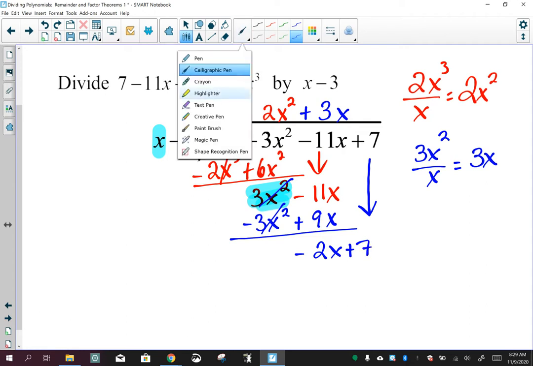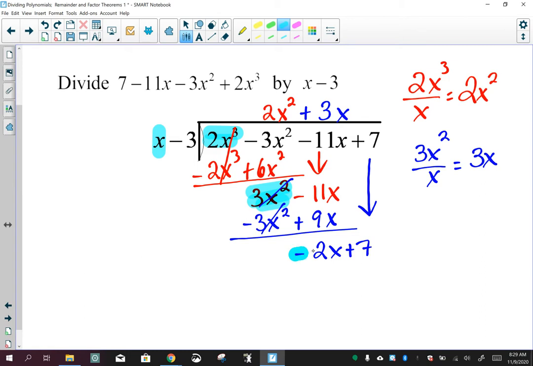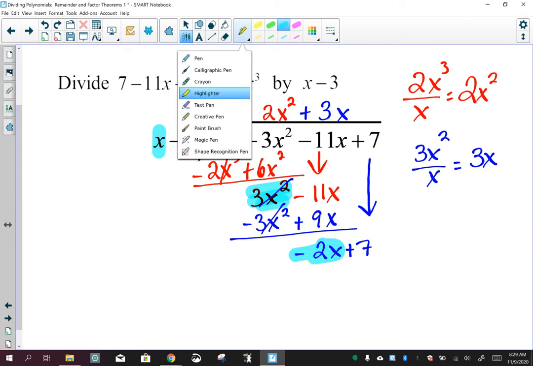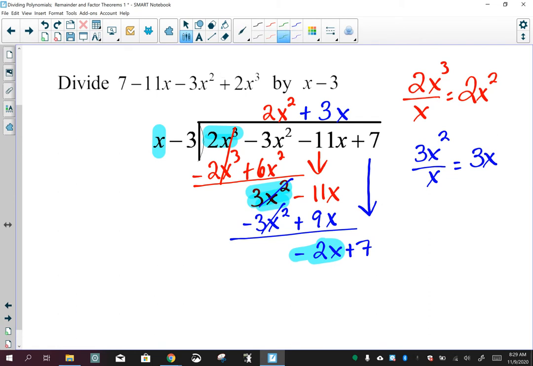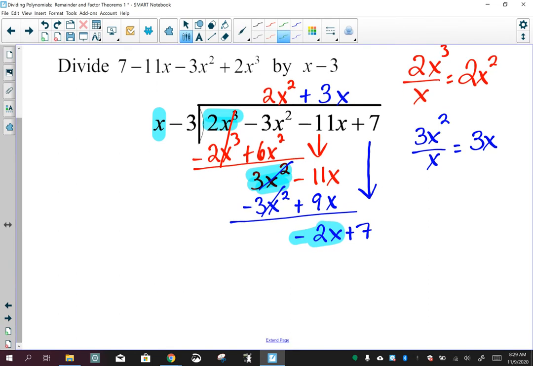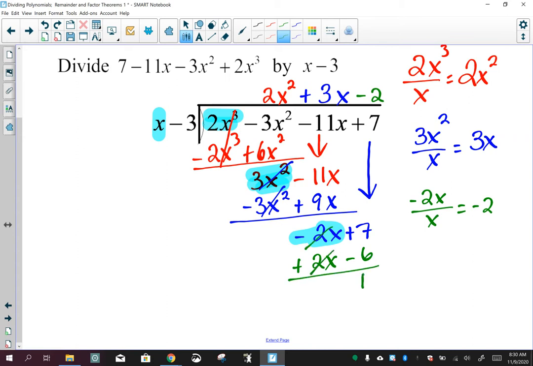And then we do it again. My new focus again is I've got a negative 2x all over an x. That winds up with a negative 2. Multiply it, change the sign. Negative 2 times x gives me negative 2x. So as it comes under, I get a positive 2x. Negative 2 times negative 3 is a positive 6, but as it comes over, it gives me a negative 6. Those go away. That leaves me with a positive 1.